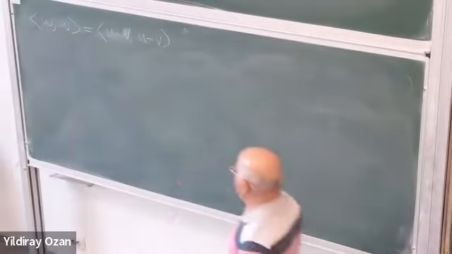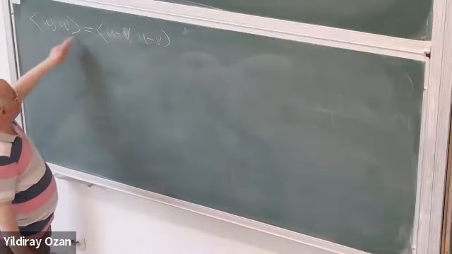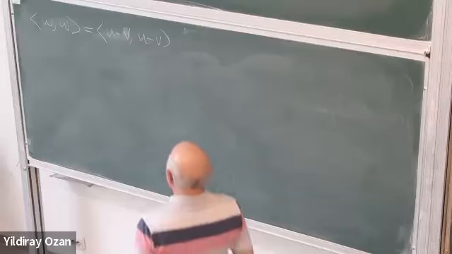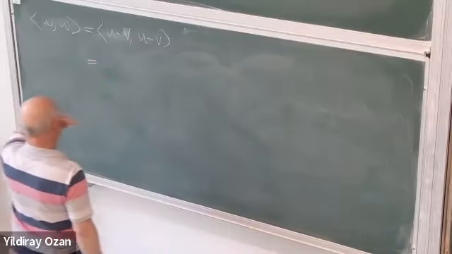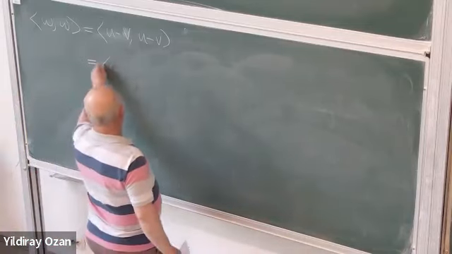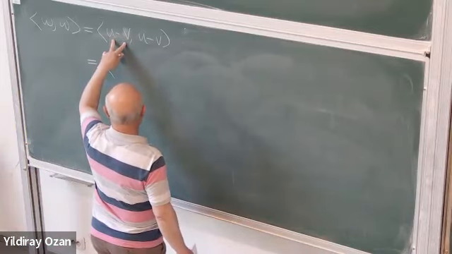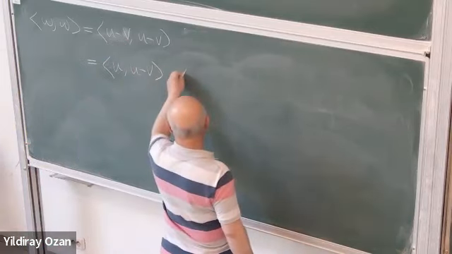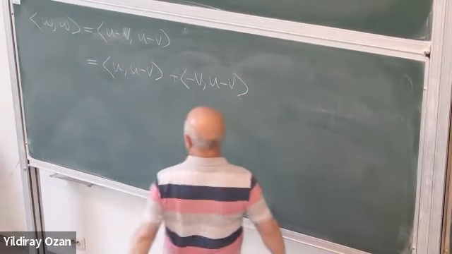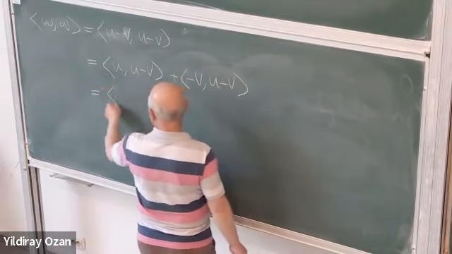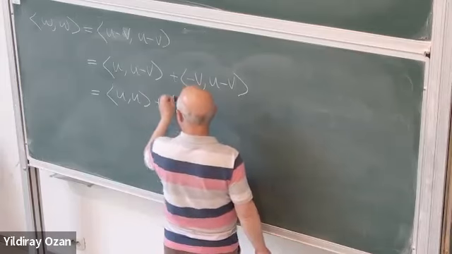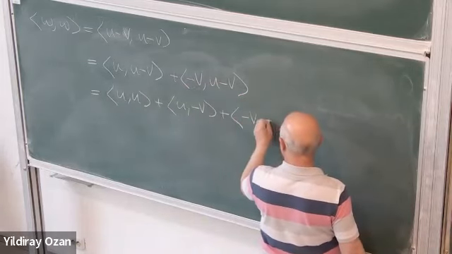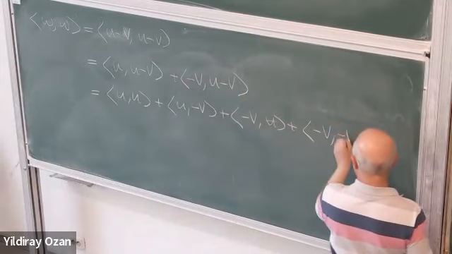Okay. Let's consider this inner product. So U minus V, inner product with U minus V. What is this? Well, it is linear in the first component. So this is U minus V, inner product with U, minus the inner product with V. And it is linear in the second component, so I can write it like this: U minus V with U, and then the same thing here, minus U minus V with V.